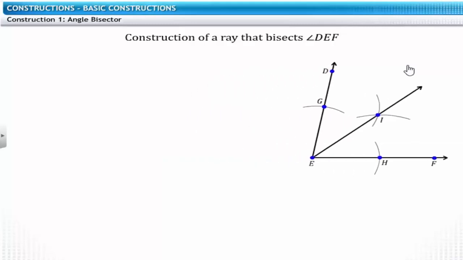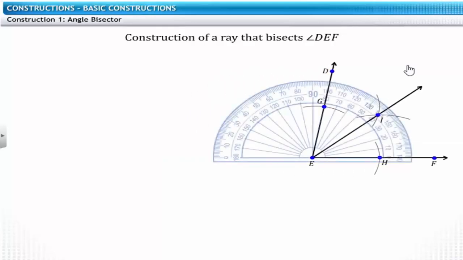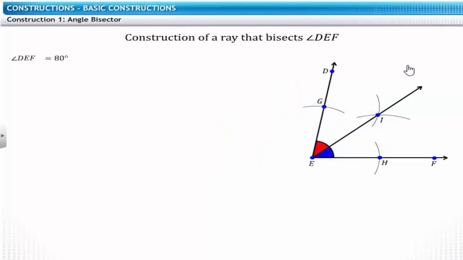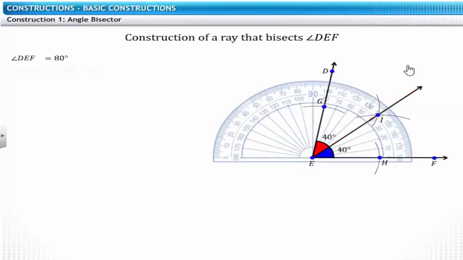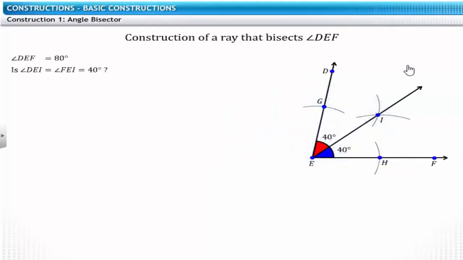Let's verify this statement. On measuring angle DEF, we find that it is 80 degrees, so the two angles DEI and FEI formed by the ray EI should measure 40 degrees. Let's check this. Yes, each angle is 40 degrees. Hence, ray EI is indeed a bisector of angle DEF. We have successfully drawn and verified the construction.